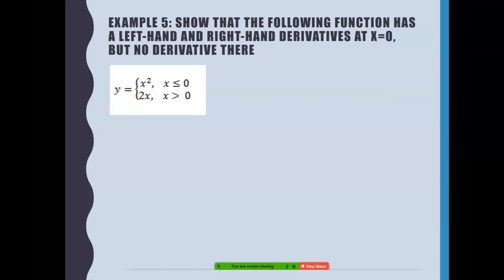So for example, we have the following function. We want to show that it has a left and right-hand derivative at x equals 0, and that there is no derivative at 0. So you can have a left and right-hand derivative, but no actual derivative. So let's look at the left and the right-hand derivatives.